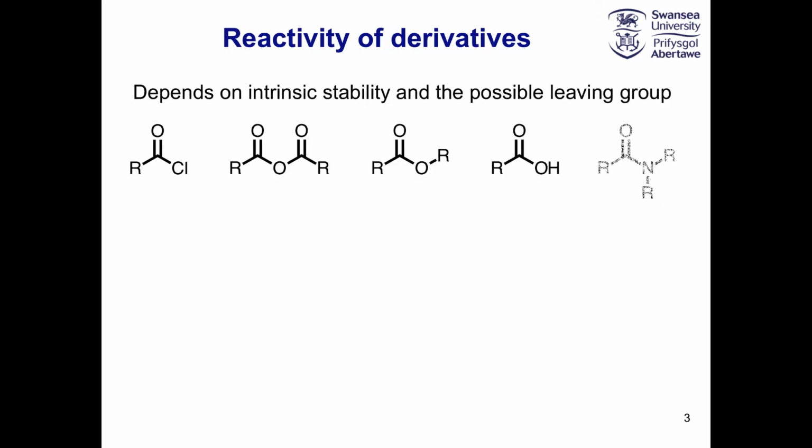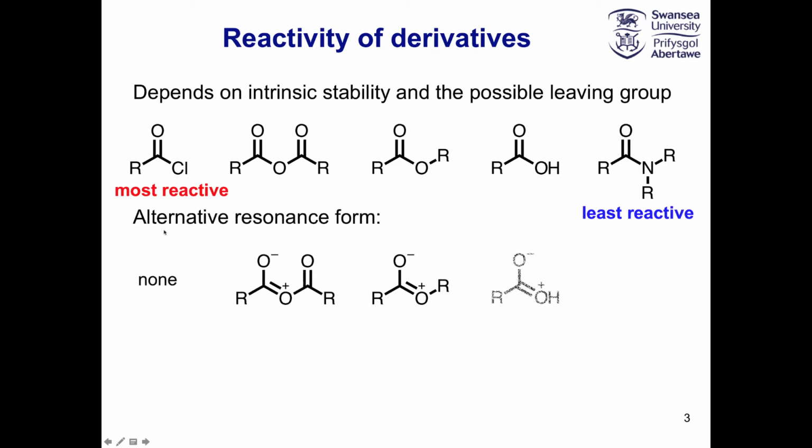Resonance can partly be used to explain the reactivity of the different carboxylic acid derivatives. Here are the main 5, acyl chlorides, acid anhydrides, esters, carboxylic acids themselves, and amides, and I've put them in order from the most to the least reactive. And this is in part due to delocalization effects. In acyl chlorides, delocalization is poor because chlorine is large and it's quite electronegative, so it doesn't give up its electron density. But all the others have alternative resonance forms.